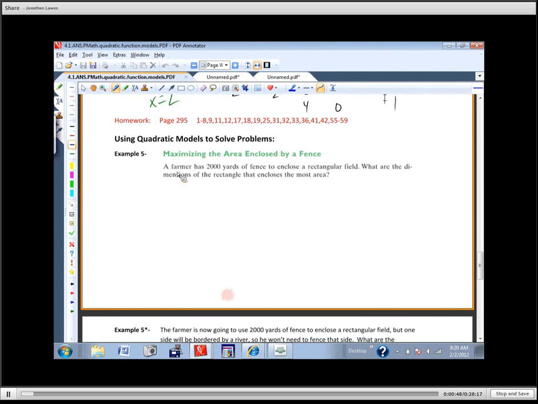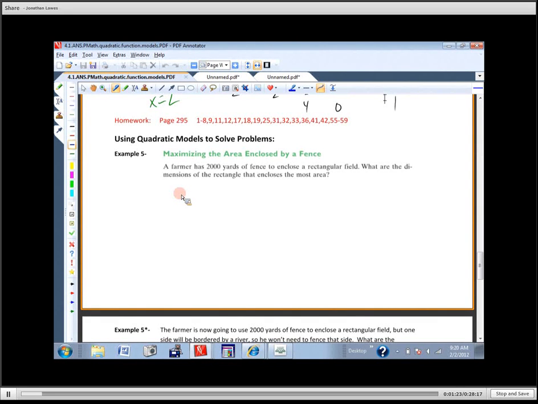So this says maximizing the area enclosed by a fence. A farmer has 2,000 yards of fence to enclose a rectangular field. What are the dimensions of the rectangle that enclose the most area? So this farmer's got a bunch of fence, a big long string of fence. It's 2,000 yards long, that's 6,000 feet. He's got more than a mile of fence. He's going to make a pen that's in the shape of a rectangle, and he wants to make it as big as possible.